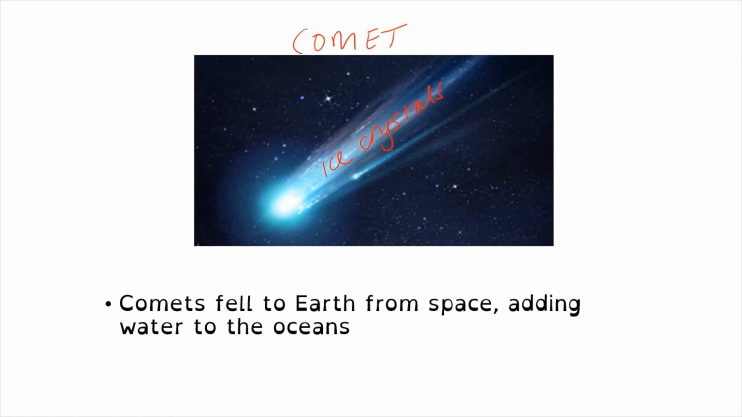Now anybody who's into space might recognise the object in this picture. This is a comet, and they are balls of rock and ice, and the tail is mostly ice crystals. You might be thinking, why am I showing you pictures of comets if we're talking about the Earth's atmosphere? Well, comets fell to Earth from space, which added extra water to the oceans. So not just the water coming out of the volcanoes, but water coming in from space as well.